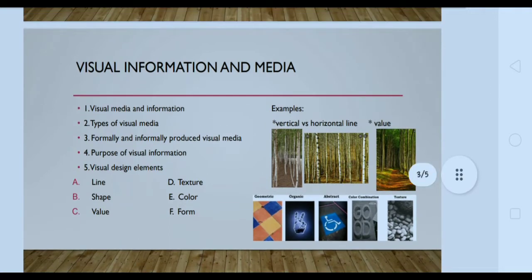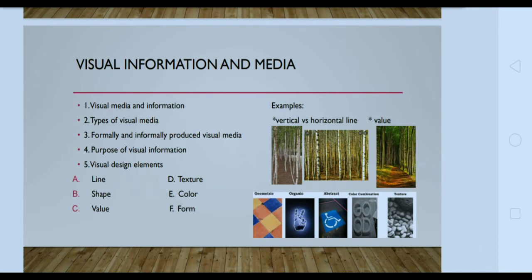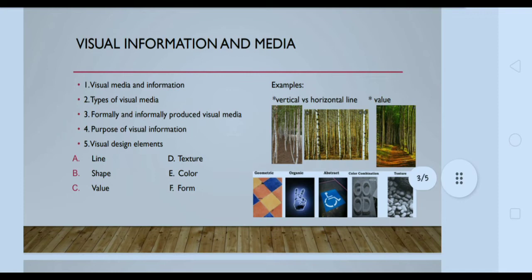Letter F. Form. A figure having volume and thickness. An illusion of a three-dimensional object can be implied through the use of light and shading. Form can be viewed from many angles. Here are the examples: a vertical versus horizontal line and value. We also have the shape: geometric, organic, abstract, color combination, and texture.